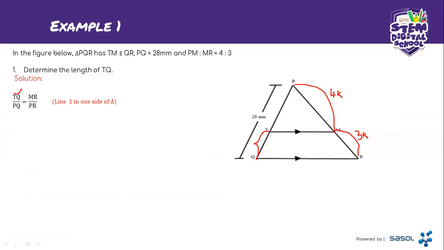Now we can see the way we have moved on the left hand side. We said TQ divided by PQ, right? Can you see that? This is the way we have moved. TQ divided by PQ. So the same applies on the other side. We're going to say MR divided by PR. And we can see that MR is 3K, and PR is 7K, because it's going to be 7 plus this 3. It's going to give us 7K.